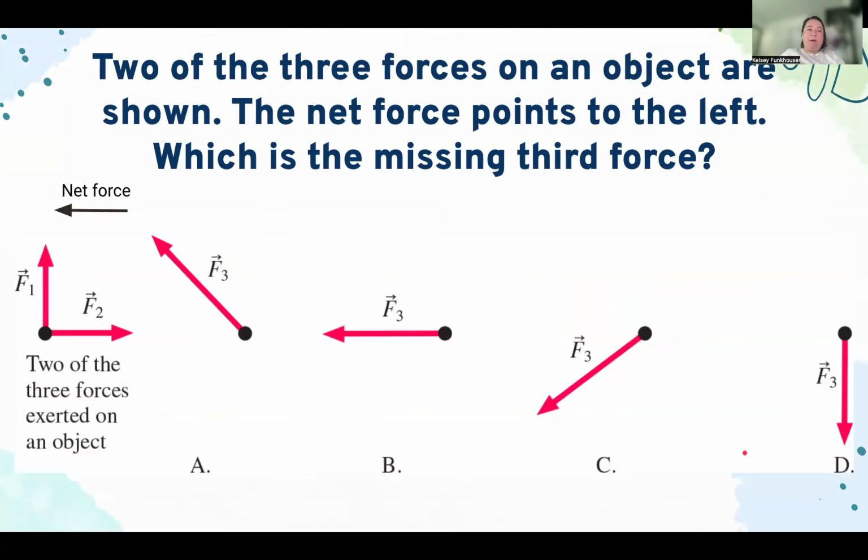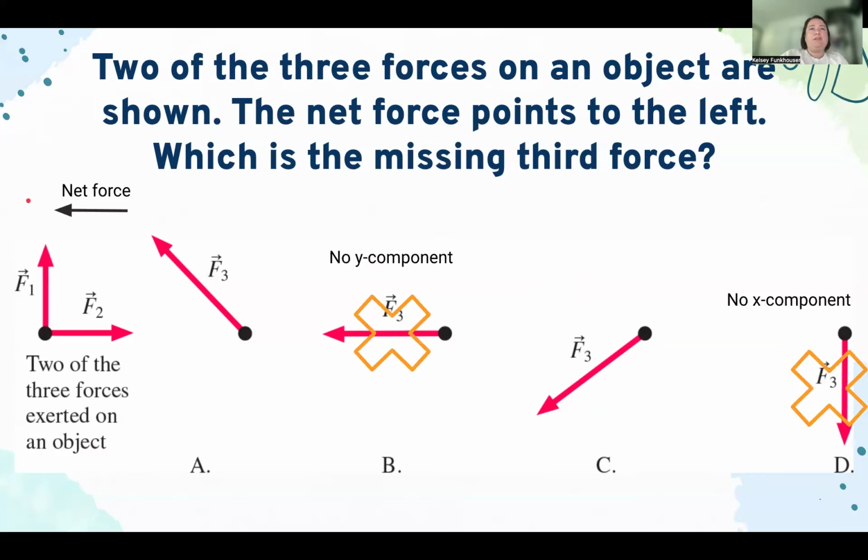So now I have an example problem, a lecture problem for you to do. I'll read it and feel free to pause and think on it. Over here we are seeing two of the three forces acting on an object. And the net force, so the total of the forces when we add them all up, points directly to the left. So we want to figure out which of these is that missing third force that would result in the sum of all of the forces pointing to the left. You can pause it here, or I'll walk you through the answer.